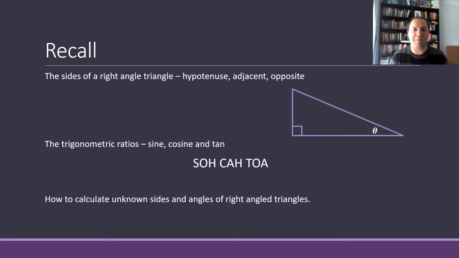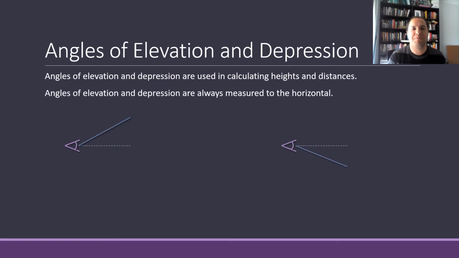So a few things to remember. Remembering the sides of your right angle triangle with any trigonometry problem, being able to label your sides, hypotenuse, adjacent, next to our angle, and opposite, along with remembering our sine, cos and tan formulas is going to be very important. It's also worth knowing from previous lessons how to calculate unknown sides and unknown angles of right angle triangles.